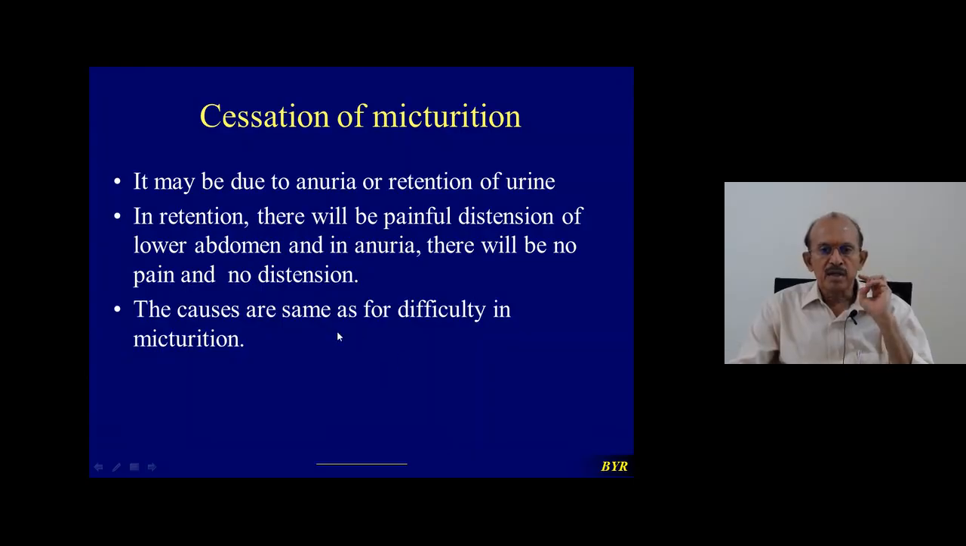The causes for retention of urine are the same as those for difficulty in micturition. That means in children and infants, it is due to phimosis and distal urethral stenosis. In young adults, due to stricture of the urethra and urethritis. In old people, due to BPH and carcinoma of the prostate. In young females, due to gravid uterus, retroverted gravid uterus. And in elderly females, due to again distal urethral stenosis or due to prolapse of the uterus.